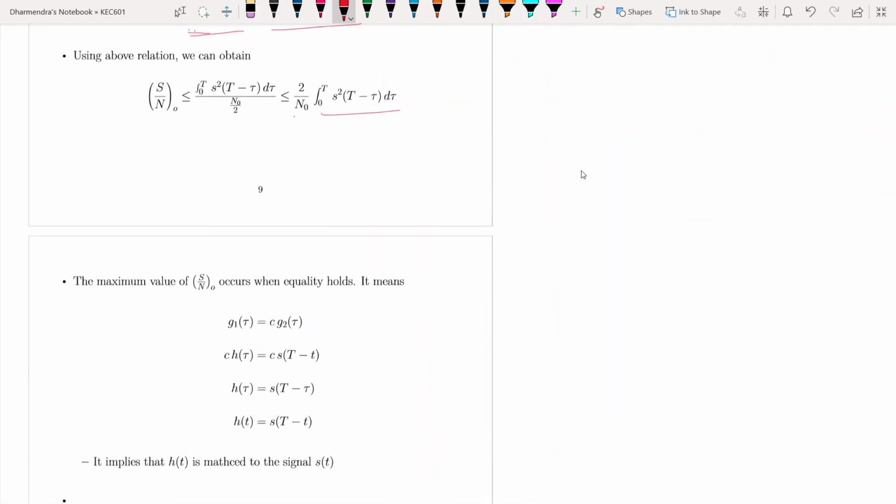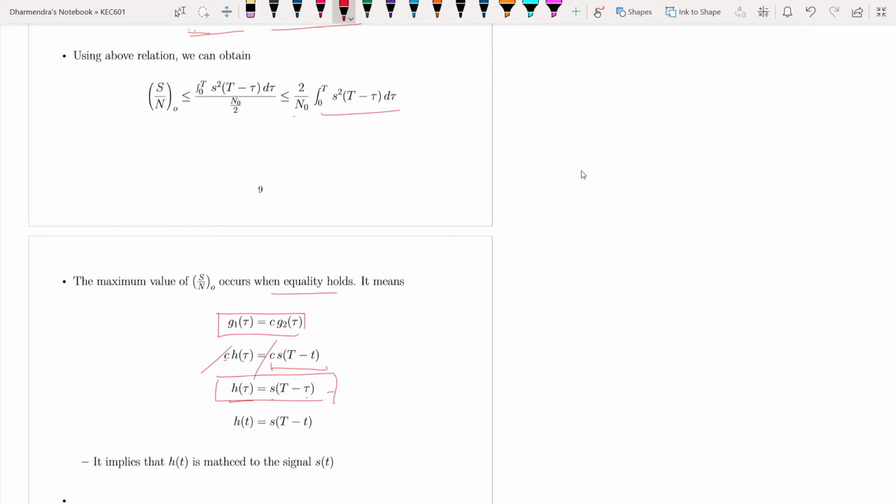obtain the maximum value of the output SNR, which occurs when equality holds. It means G1 of tau should be C times G2 of tau. So substitute G1 of tau as C times G2 of tau into H of tau. So this constant will cancel out, and H of tau will be S of capital T minus tau.